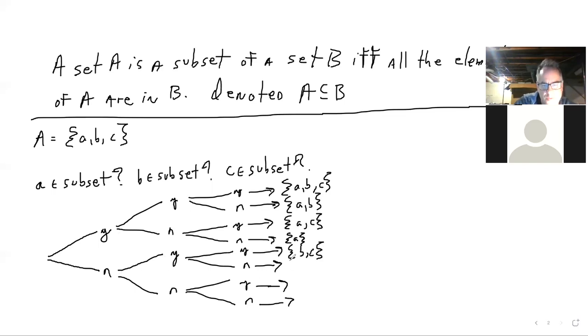No, yes, no. So that would be the subset with just B. No, no, yes. So there's the subset with just C. And notice the last one. No, no, no. And that would be the empty set. And then I have my 8 possible subsets: 1, 2, 3, 4, 5, 6, 7, 8.